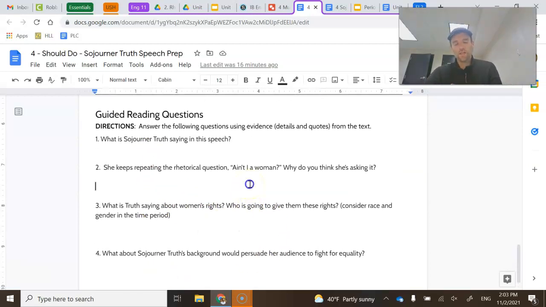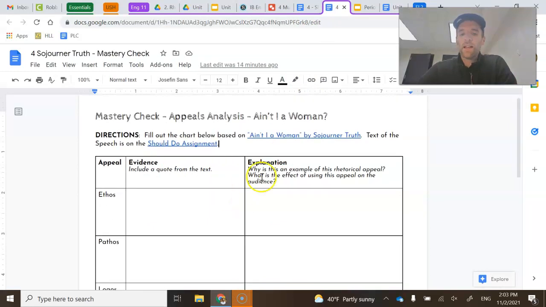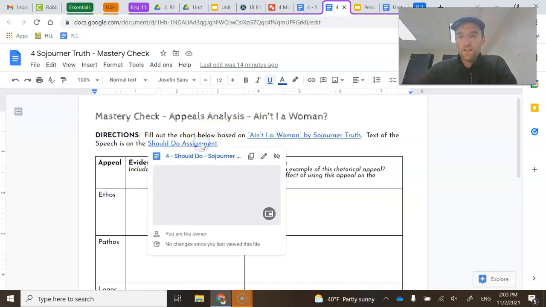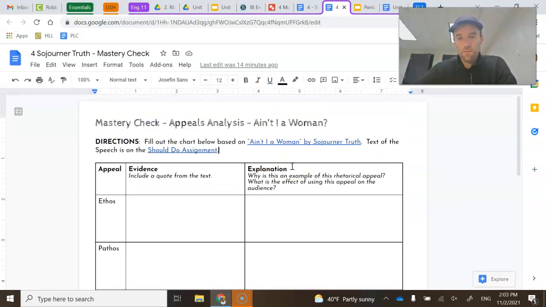Then the mastery check should be really easy once you work through the speech here. The mastery check looks like this, and I have the links to the same thing, link to the speech, and link to the should do assignment with the text of the speech, because I didn't put it here on the mastery check.